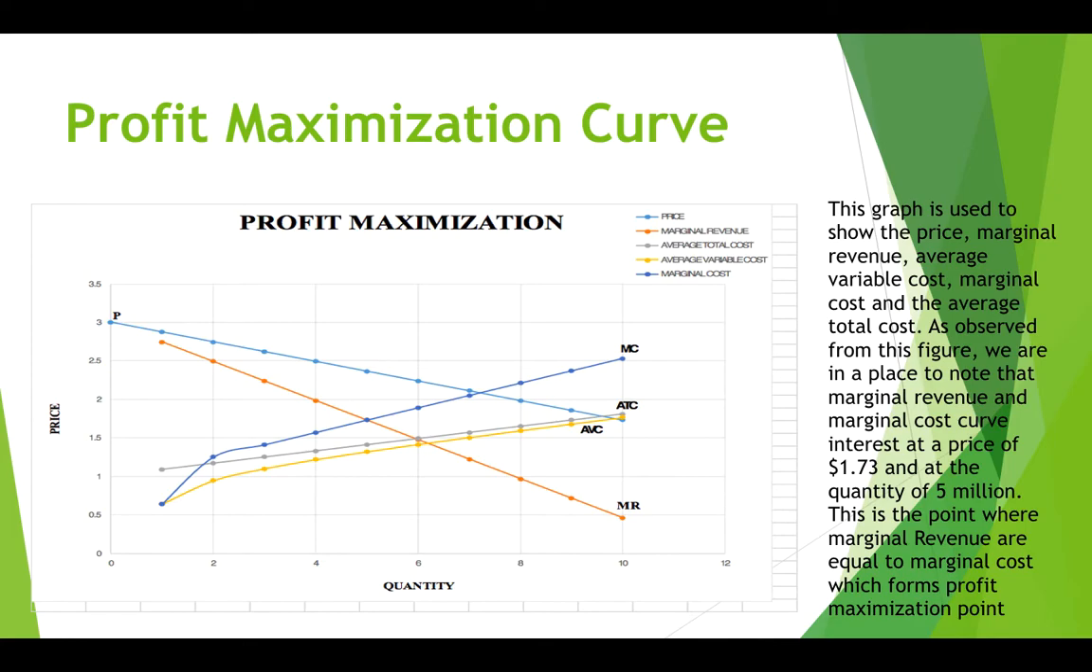This is the profit maximization curve. This graph is used to show the price, marginal revenue, average variable cost, marginal cost, and the average total cost. As observed from this figure, it is of note that the marginal revenue and marginal cost curves intersect at a price of $1.73 and a quantity of 5 million. This is the point where marginal revenue is equal to marginal cost, which forms the profit maximization point.